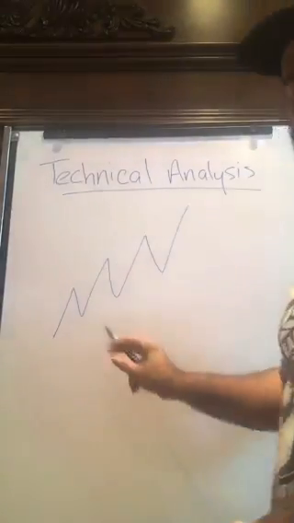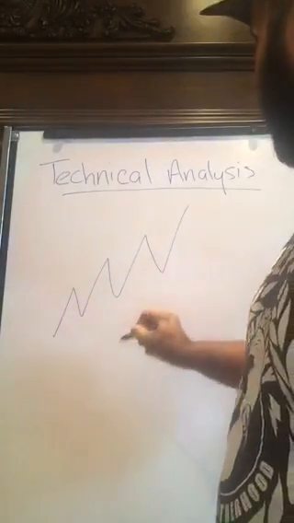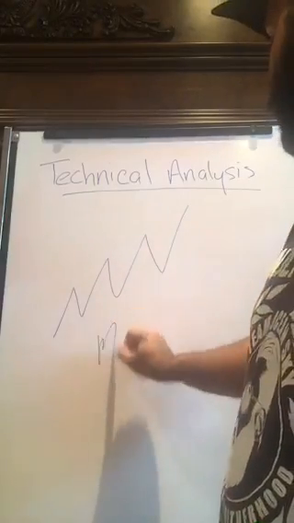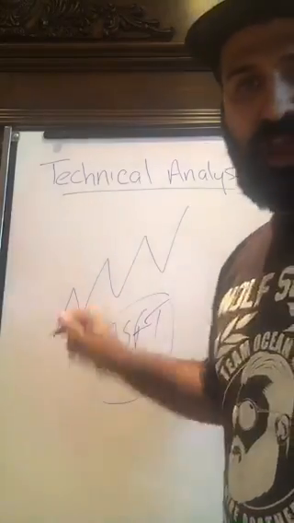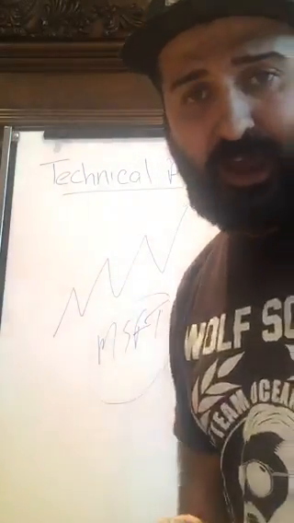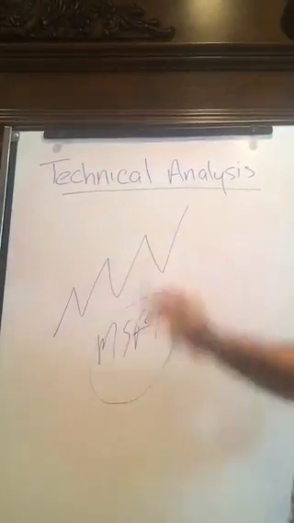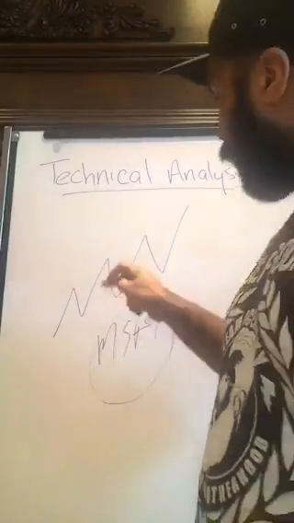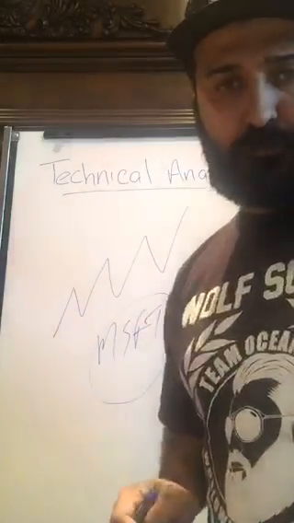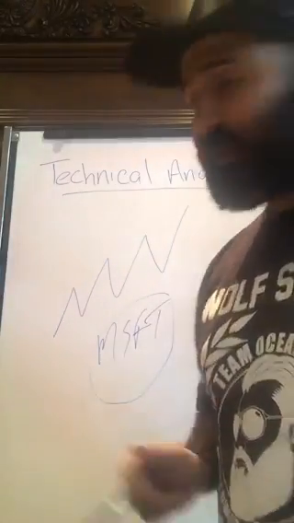Okay? Let's say this is price, and we're analyzing Microsoft. Let's say this is Microsoft, and we're analyzing the stock right now. What kind of trend is it in right now? What trend would this be? If we're analyzing Microsoft right now, what trend would this be? It would be a bullish trend. It's an uptrend, right? Why?